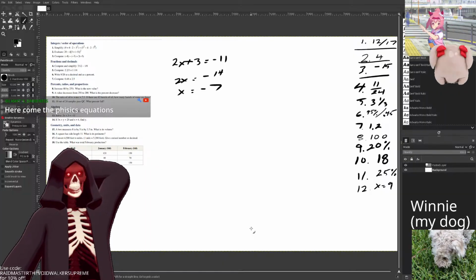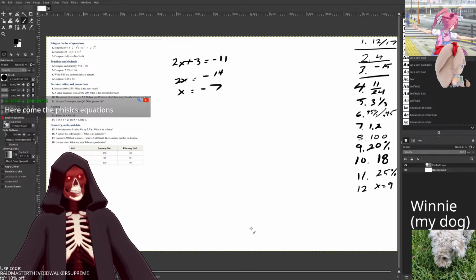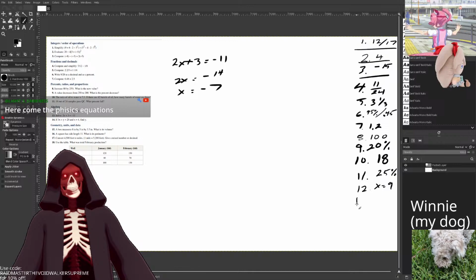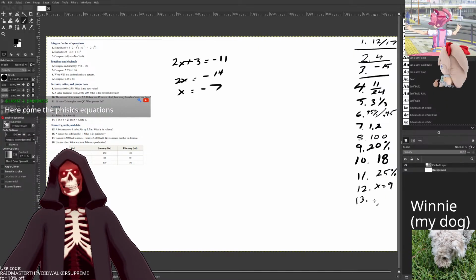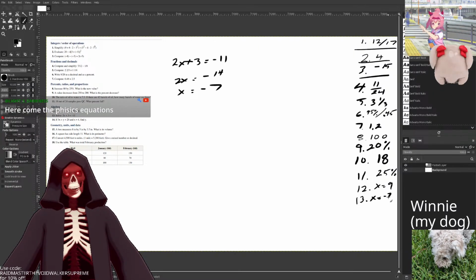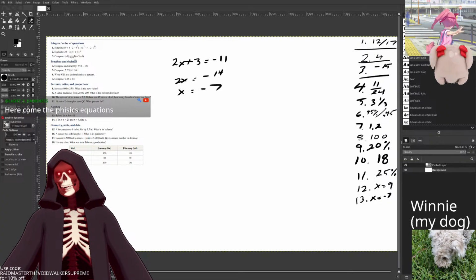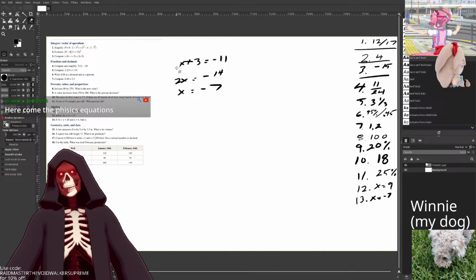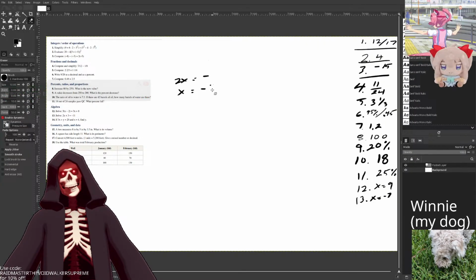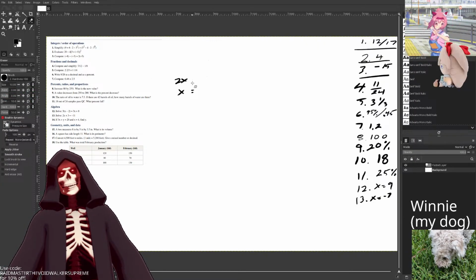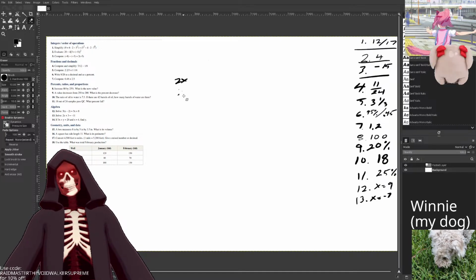Here comes the physics equations. Spell the y. But yes, and no, I don't care. Physics was okay, but only when you actually got to do stuff. So x is equal to negative 7. After a point, it's more fun to go throw rocks and calculate the trajectory based on the launch pad or whatever. I don't know.